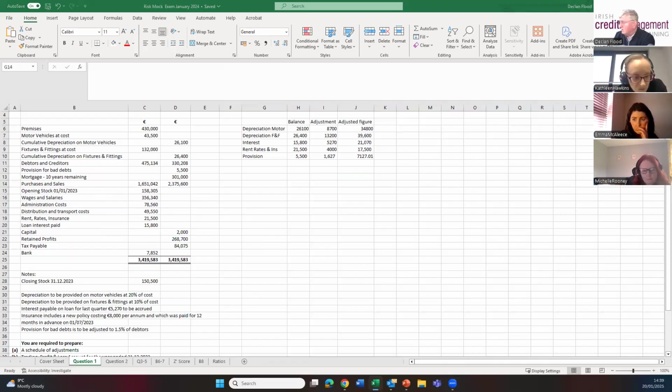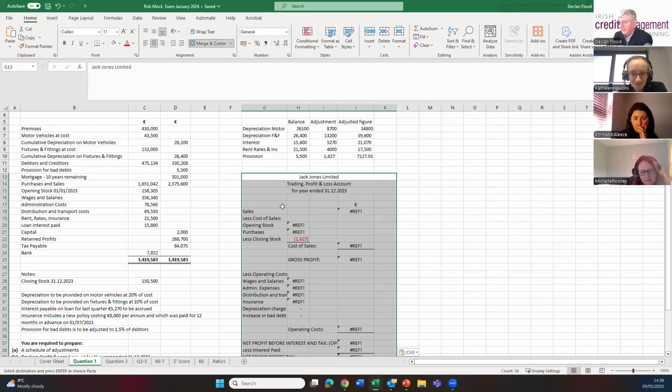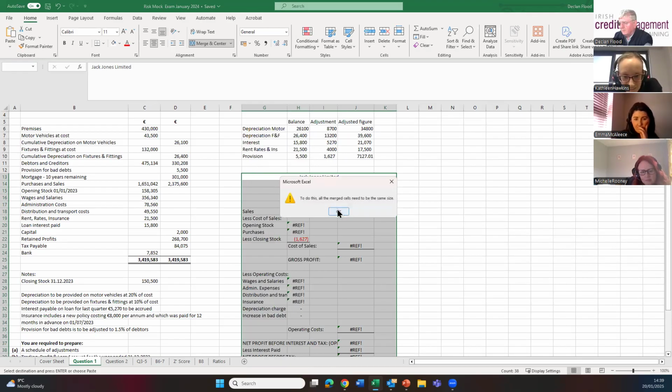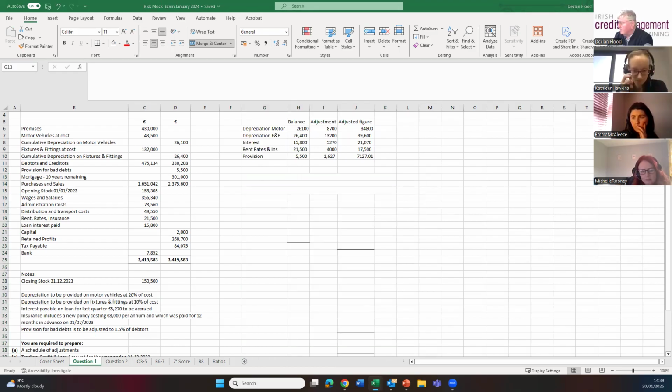So what I will do for the P&L account, rather than go through it individually, as the best people say, here's one I prepared earlier. I will just copy that in there. So there's paste. Paste values to do this merge. Okay, can't do it. Right. Okay. That didn't work, did it?